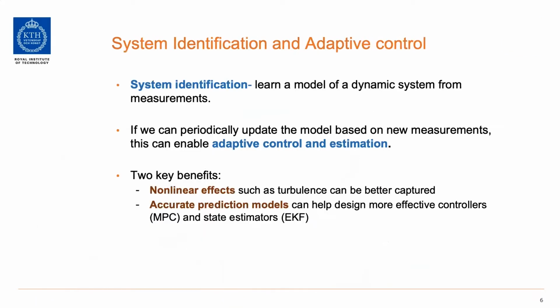Here, we can consider system identification. So with system identification, we can learn a model of a dynamic system from measurements. Therefore, we can use data and learn a model from it. If we can periodically update the model based on new measurements and put this into our controllers, we can get adaptive control, or if we use it in estimation, we can get adaptive estimation as well. So we get two key benefits. On one side, nonlinear effects such as turbulence can be better captured. And on the other side, if we have more accurate prediction models, we can get more effective control or also more effective navigation with good state estimation.